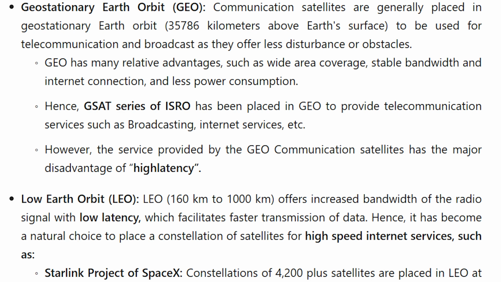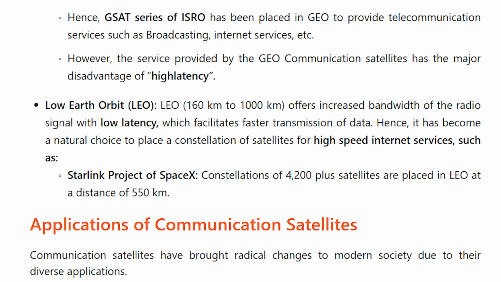Low Earth orbit, LEO, 160 km to 1000 km, offers increased bandwidth of the radio signal with low latency, which facilitates faster transmission of data. Hence, it has become a natural choice to place a constellation of satellites for high-speed internet services, such as the Starlink project of SpaceX. Constellations of 4,200 plus satellites are placed in LEO at a distance of 550 kilometers.